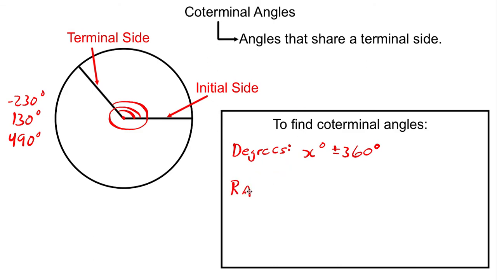For radian measure, I would have x radians, and I would just add or subtract a full circle, which is 2 pi. And that's it. So a lot of people like to convert before they do this addition or subtraction. So for example, they'll convert from radians to degrees, add or subtract 360, and then convert back. But the conversion is really unnecessary. All you have to do is add or subtract 2 pi. So let's look at some examples here.